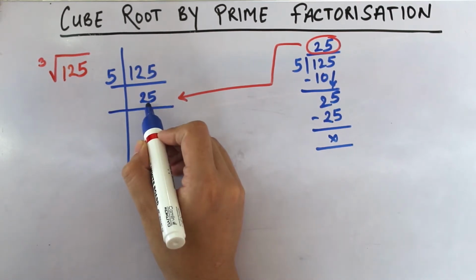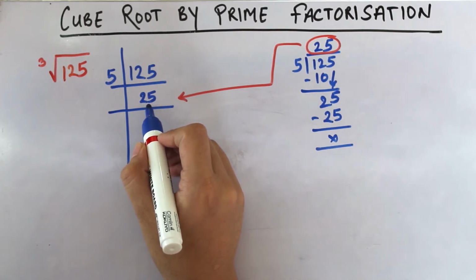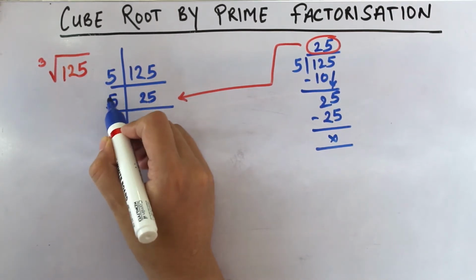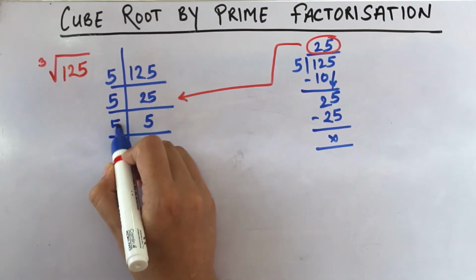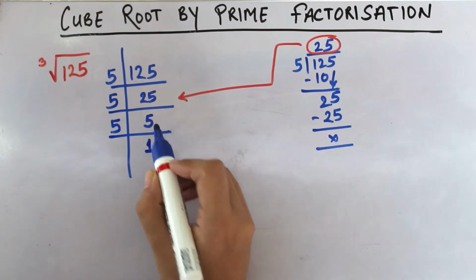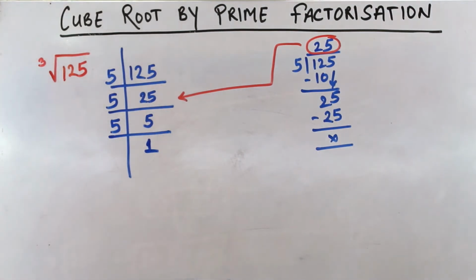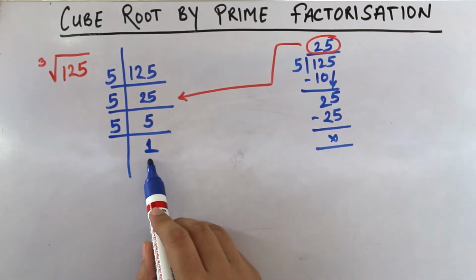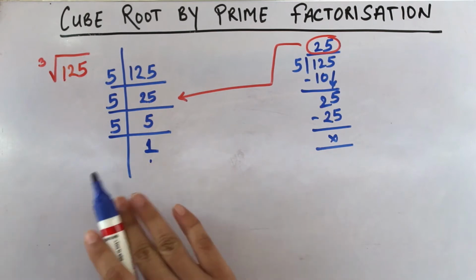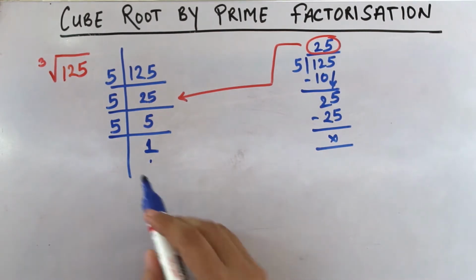When I divide 125 by 5, I get 25, or 5 into 25 gives me 125. Now again I'm going to divide 25 by a prime number, that is 5 again. So 5 into 5 gives me 25, and again 5 into 1 gives me 5. As we had seen in the previous example, our aim was to obtain 1 as the last number. We have obtained 1 here, so the solution is complete now.